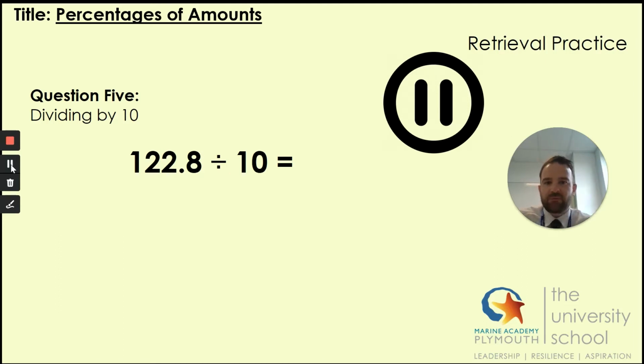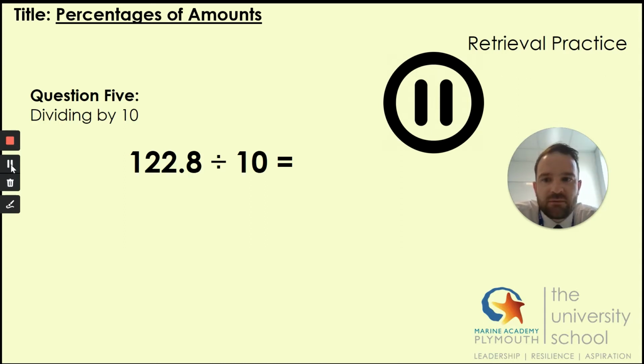So black pens for this last one. 122.8 divided by 10. Don't forget to move all your numbers back one place value column. So we've got 122.8 divided by 10. And 5 more seconds on that one.